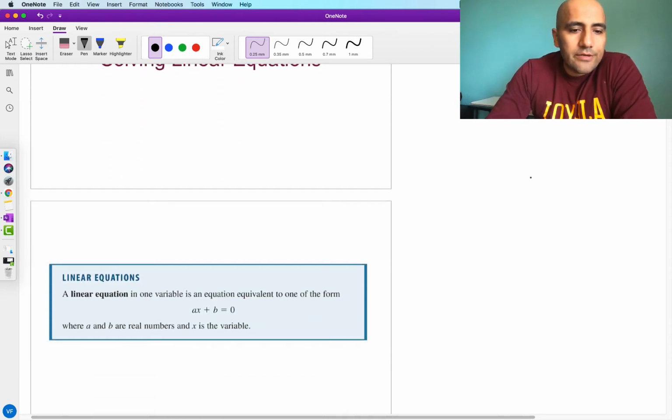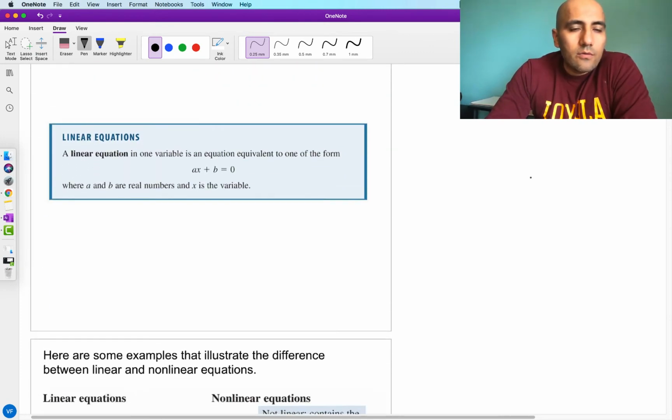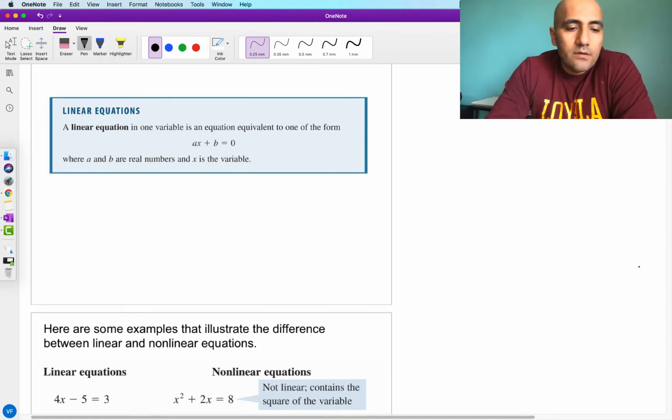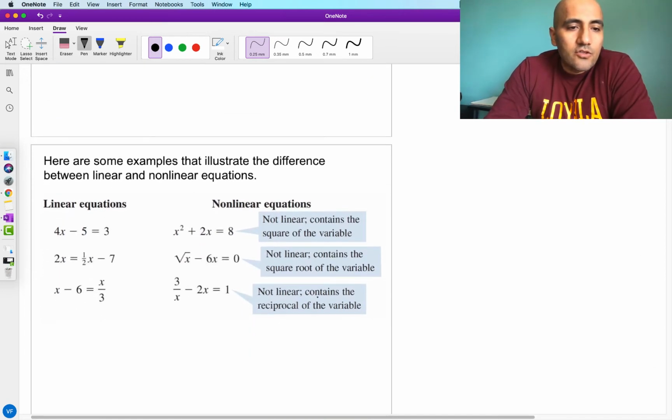Okay, solving linear equations. To start off, a linear equation is something of the form ax plus b equals 0, or something equivalent to it. This is where a and b are both real numbers, and the variable we're solving for is x, right? Or something that fits this form. So here are some examples of linear equations. Linear equations could take on any one of these forms, where we have x to the power of 1. That's all that really matters.